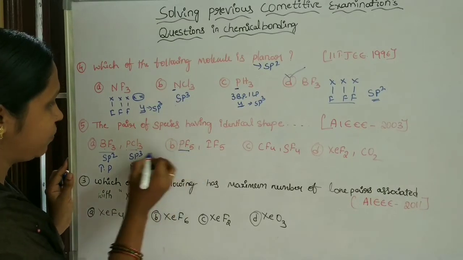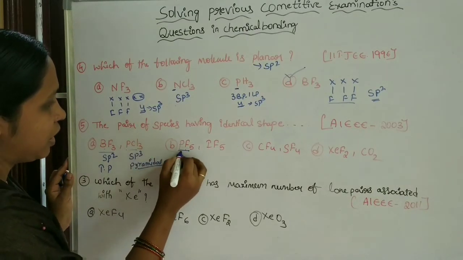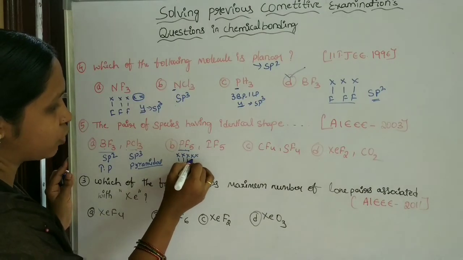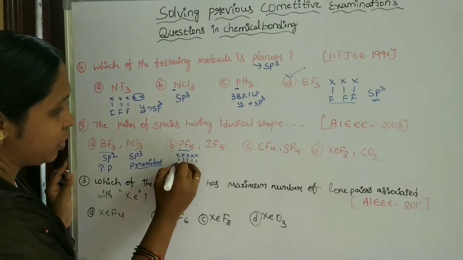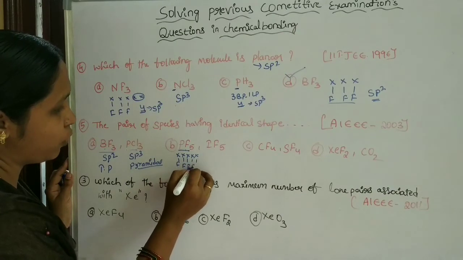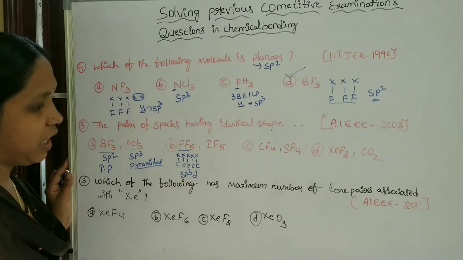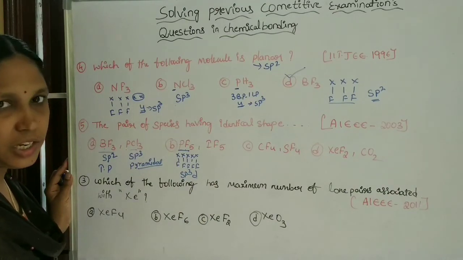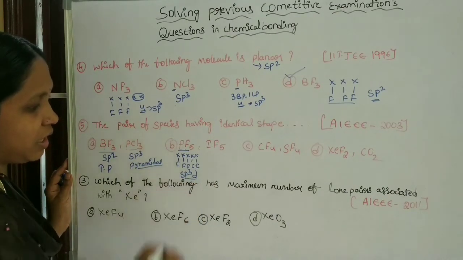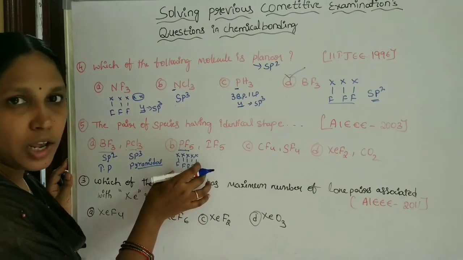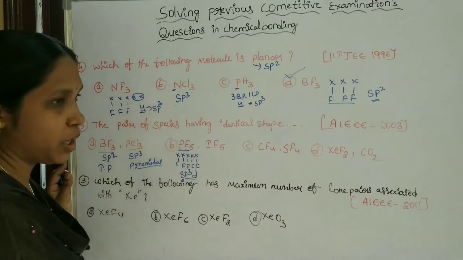And PF5. Phosphorus has 5 single electrons, so 5 electrons participate in hybridization with 5 fluorines. So it is sp3d hybridized. sp3d means trigonal bipyramidal. The shape is trigonal bipyramidal because all are bonded pairs.